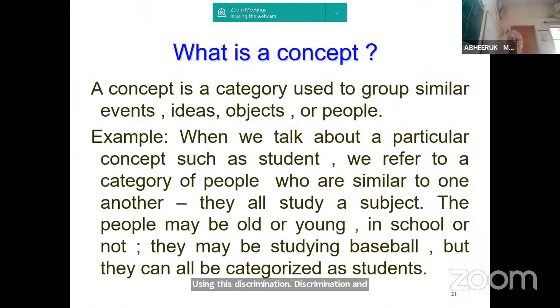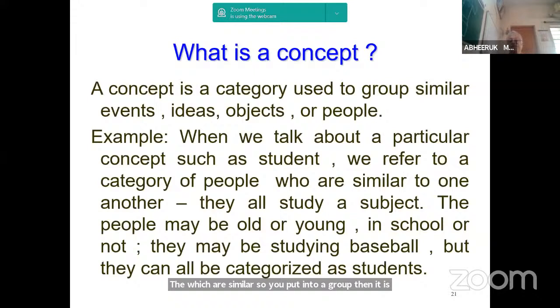Okay. Now, what is a concept? We are now going deeper into understanding the concept. A concept is a category used to group similar events, ideas, objects, or people. A category, a class of, it may be an event, an idea, an object, or people, any of these things. If you categorize them, which are similar, you put into a group, then it is a concept.